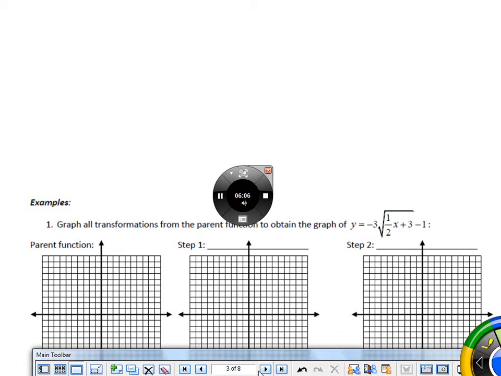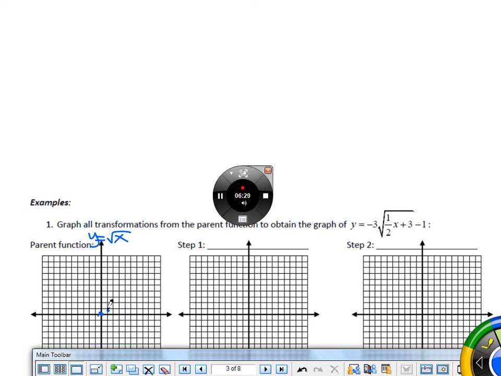Okay. So here's the problem. We're trying to graph all of the transformations, and we're going to do this one step by step. Okay? So the parent function, because it's underneath a radical, is the square root function that we just talked about. Okay, so that's the parent function.